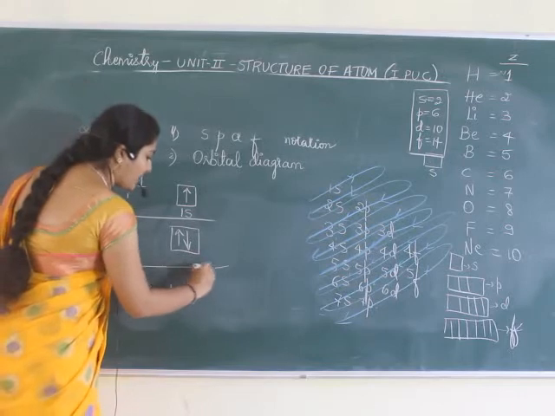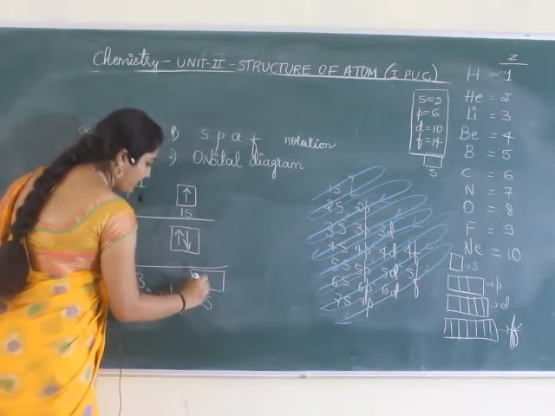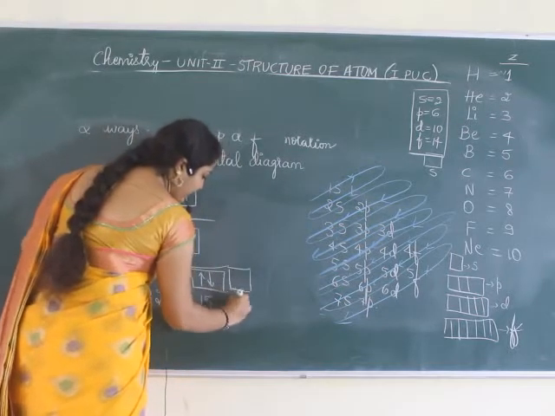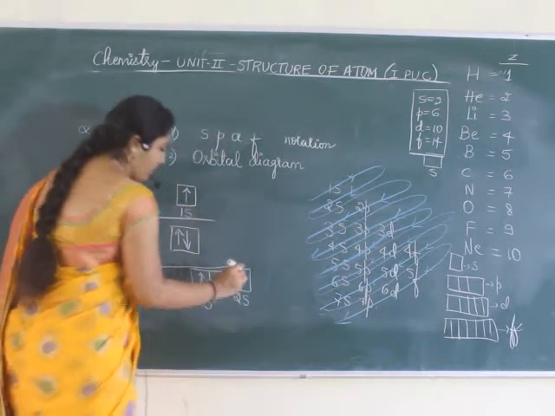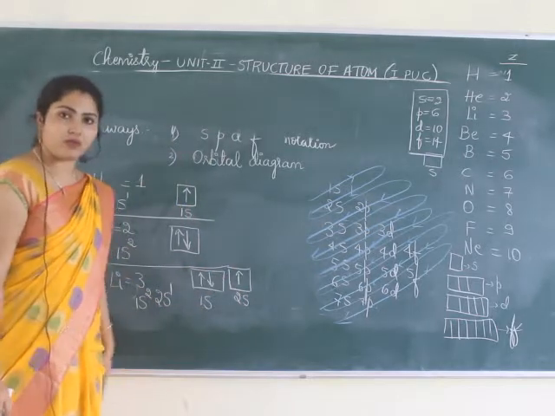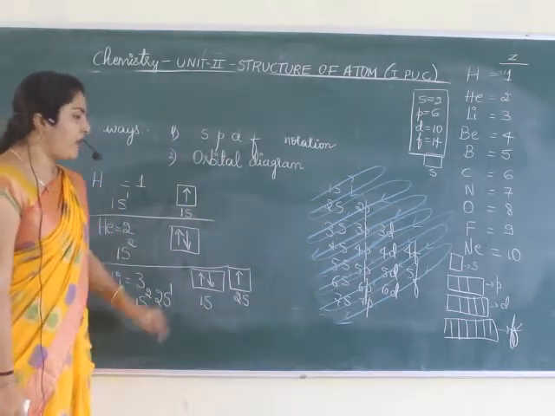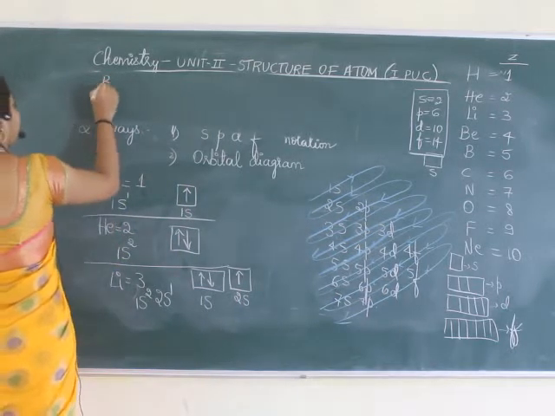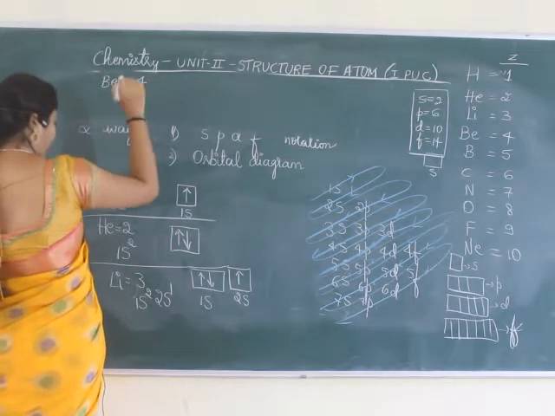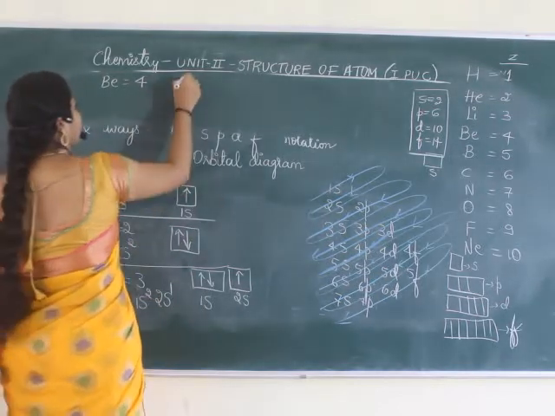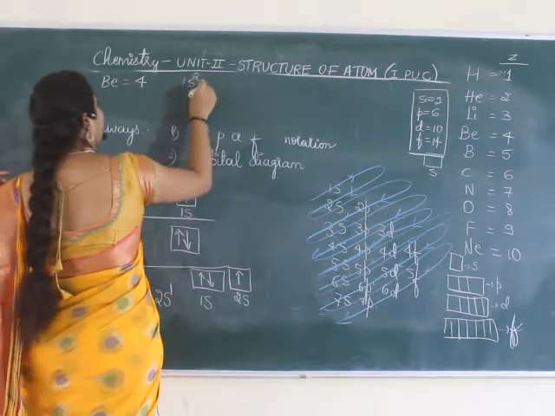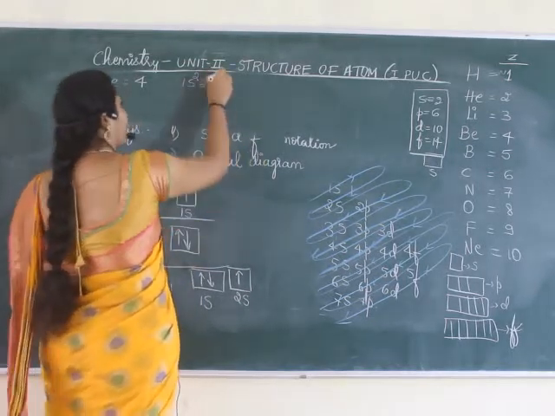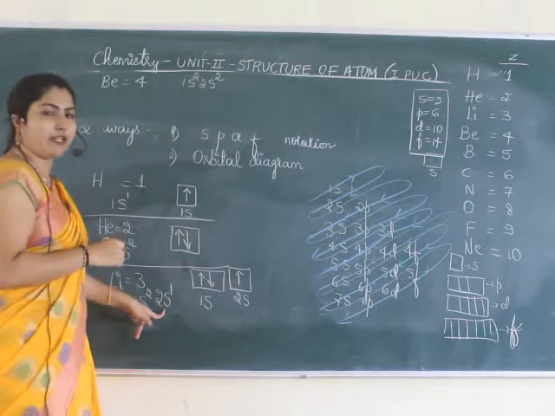How should we write the orbital diagram? In 1s 2 electrons, in 2s 1 electron. So total 3 electrons in case of lithium. Now next we shall move on to beryllium. Beryllium atomic number is 4. How should I write? 1s2, 2s. See, here in s maximum 2 electrons. One more electron we can fill. Here itself it gets filled up.